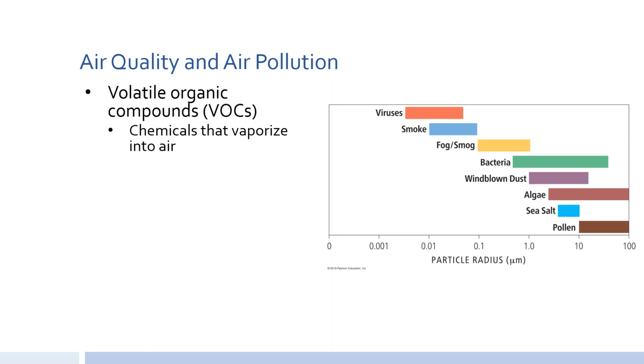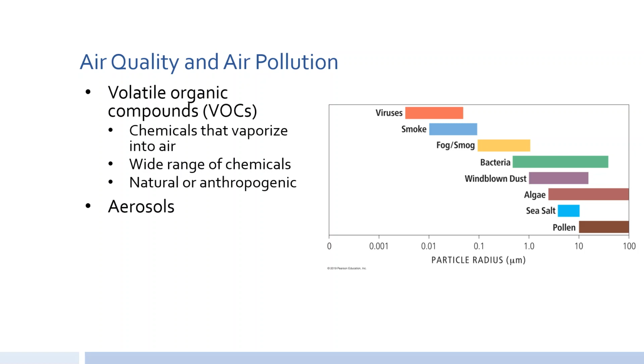We also have volatile organic compounds in the air, and these are chemicals that vaporize into the air. They include a wide range of chemicals. Some of them are produced naturally, such as methane, which is CH4. Other naturally occurring VOCs give flowers and organic matter their kind of odor. But you have other human-induced sources, including things like solvents and paints and gasoline and exhaust from automobiles.